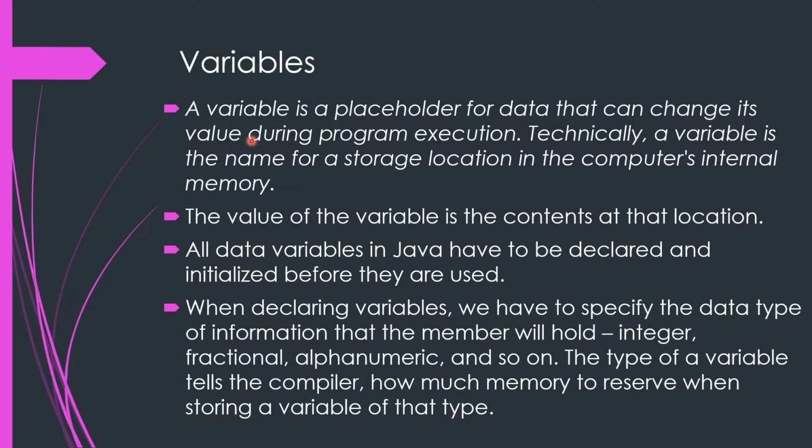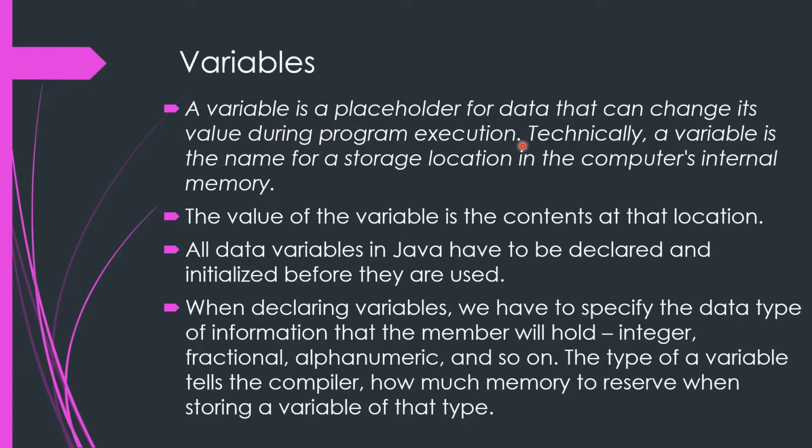Basically, a variable is a placeholder for data that can change its value during program execution. Means whenever we execute the program we have made, or the program we are going to run, when that is executed, this variable will change its value. So we can say that it is a placeholder for data. Which type of data? The data that can change its value during program execution.